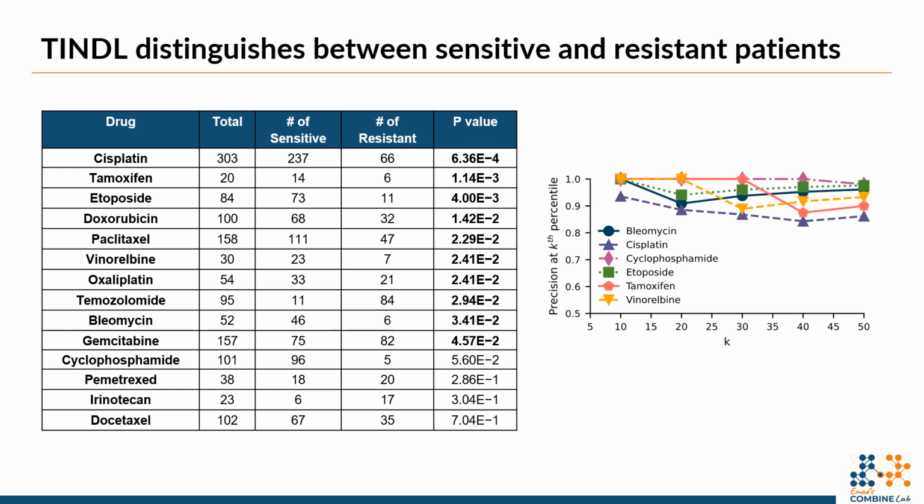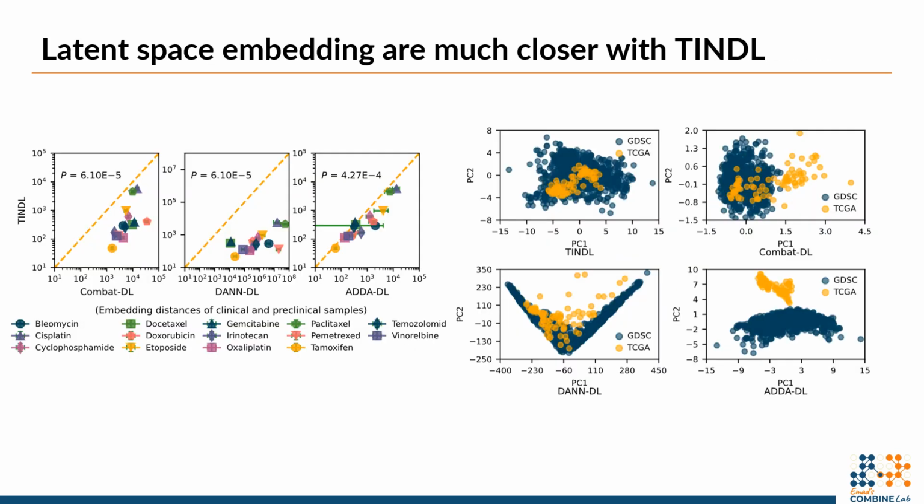Furthermore, we introduced a metric called precision at kth percentile, where a high value means that patients with predictions within the kth percentile of the distribution correspond to the true sensitive patients. Tyndall can identify responders with a precision at kth percentile above 84% for any value of k.